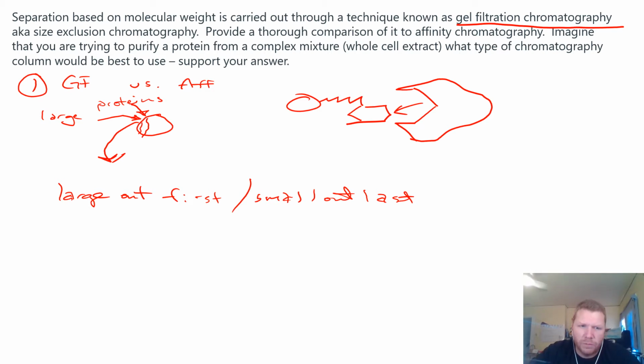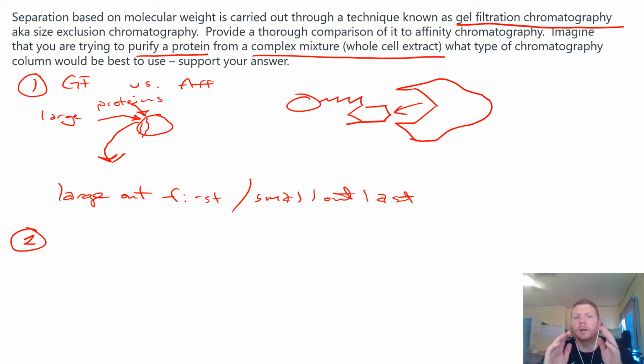Okay. Now the second part of this question is really asking more of an experimental question. You're trying to purify a protein from a complex mixture. What type of chromatography would be best? And I'll accept a range of answers, but I gave you the option here to basically compare and contrast, not gluten-free, gel filtration chromatography and affinity chromatography. So selecting between those two, what would be best? Well, the best one to do between those two would be affinity chromatography.